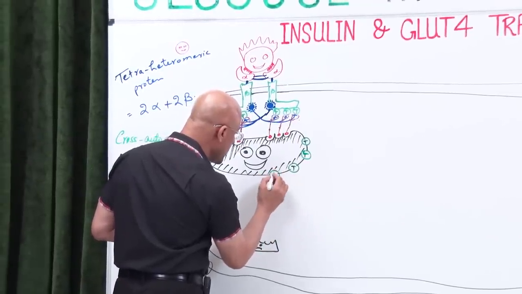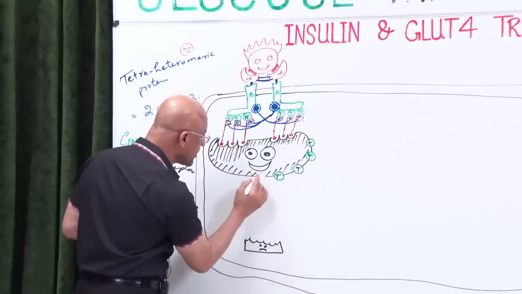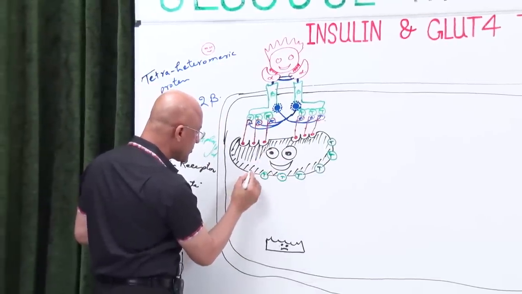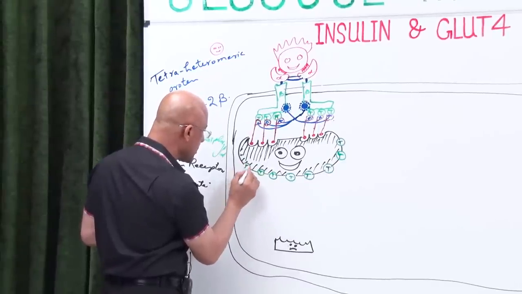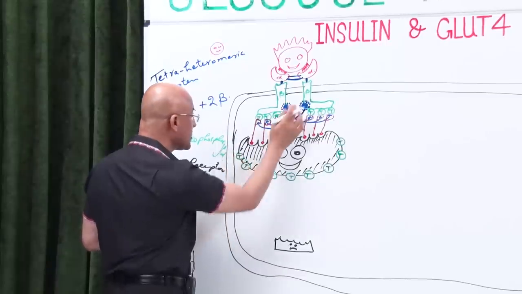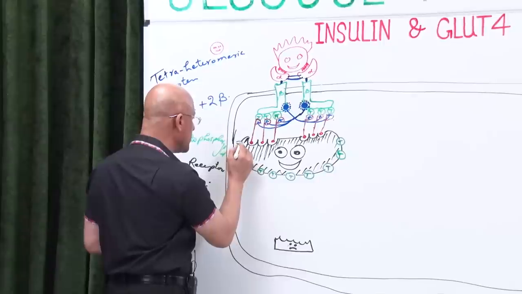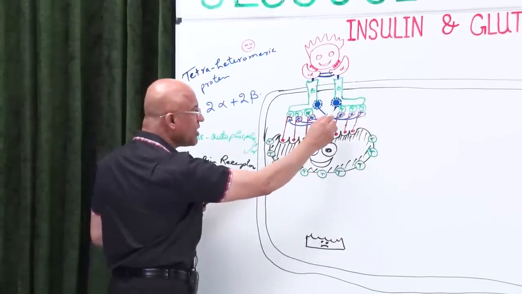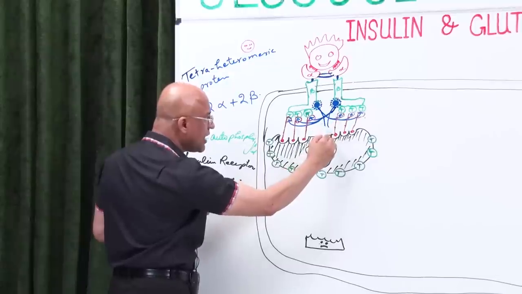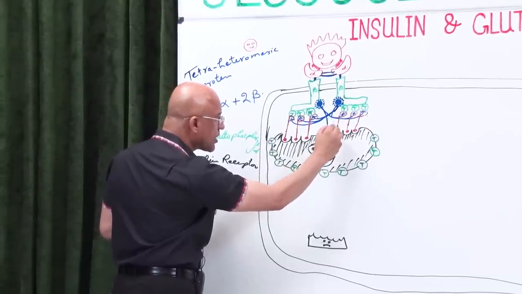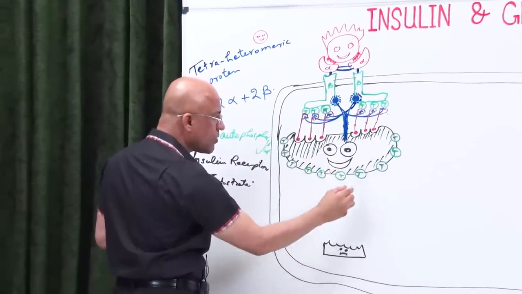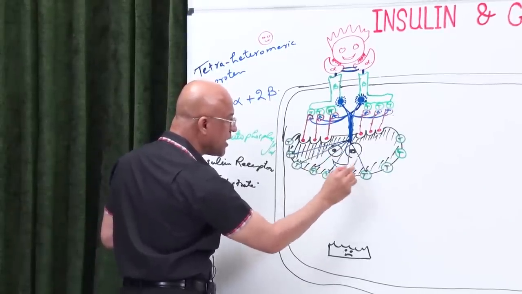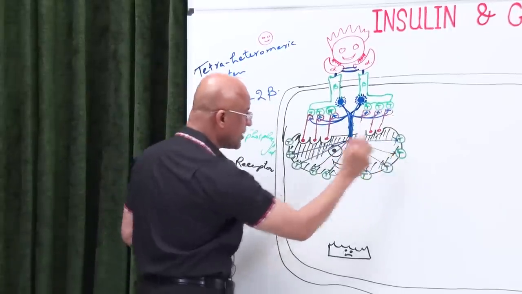Insulin receptor substrate. What are these? These are tyrosine residues. Actually, these tyrosine kinases, which were present in the beta chain, are very, very naughty, you know. What naughty thing will they do? Now they will attack. Now they are coming to attack all these tyrosines. These tyrosines which are being attacked now are an integral part of IRS.